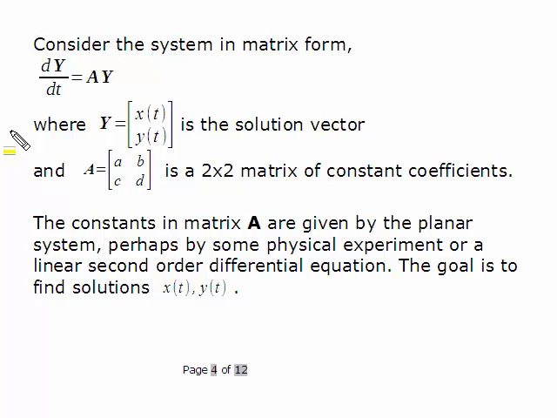So we're going to start with the system and write it in matrix form: dY/dt equals AY, where A and Y are vectors. Y is the solution vector, and the solutions are called x(t) and y(t) for now. And A is a 2 by 2 matrix of constant coefficients. So A is just a, b, c, d in matrix form. It's a 2 by 2 matrix. Now the goal will be to find solutions x(t) and y(t).